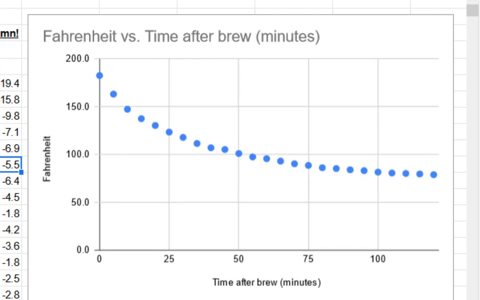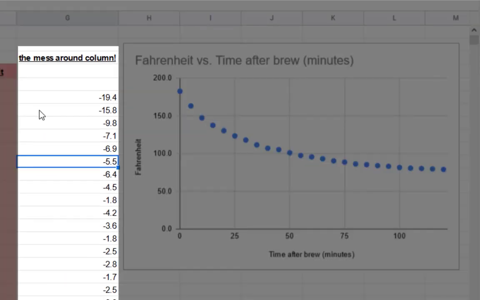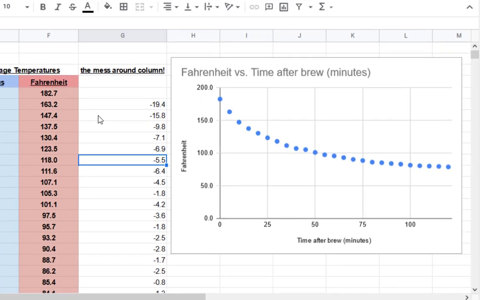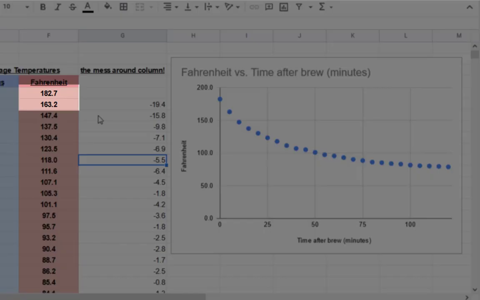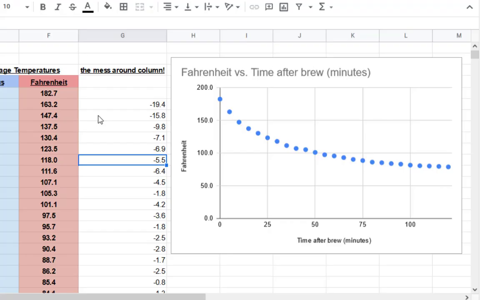It's definitely a curve. I think what we're going to have you do in the next problem is goof around with the mess around column a little bit more with some different mathematics besides just subtraction. We're still going to have you look at pairs of data, the data that are next to each other, but not through subtraction. Maybe through something else. Let's do that next.